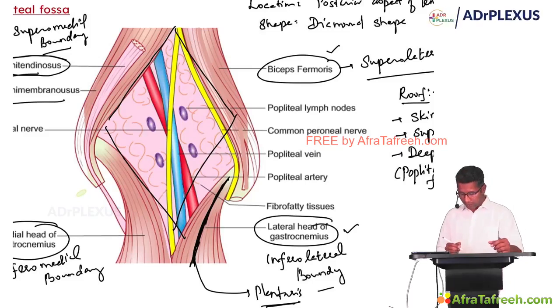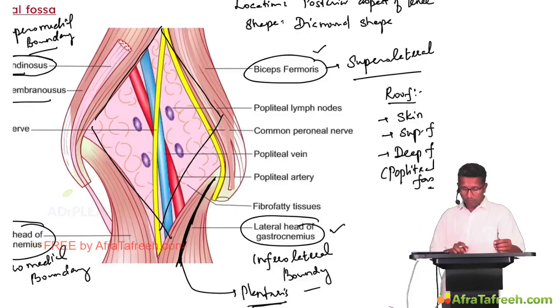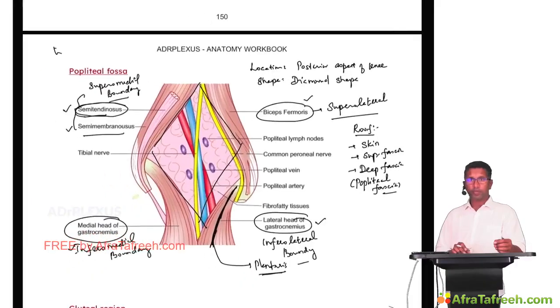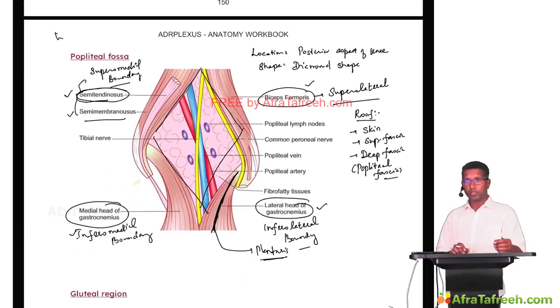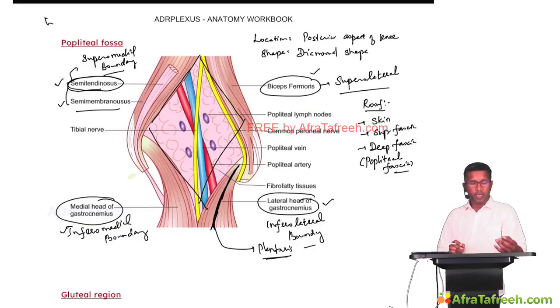Always remember, guys, deep fascia is given special names in various parts of the body. For example, in the thigh region, deep fascia is called the fascia lata. In the perineal region, it is called Buck's fascia. In the popliteal region, it is called the popliteal fascia.